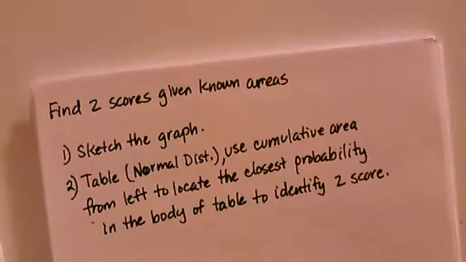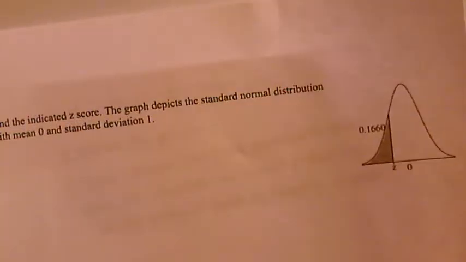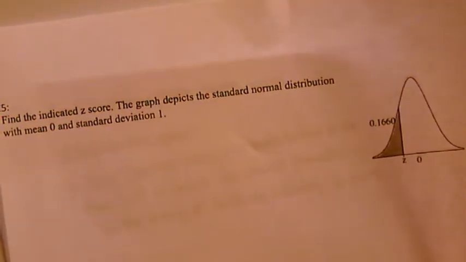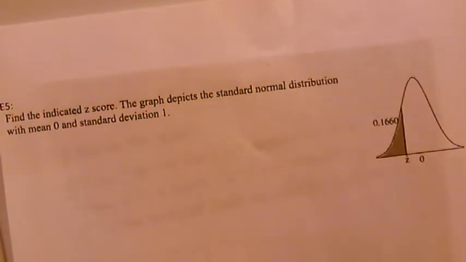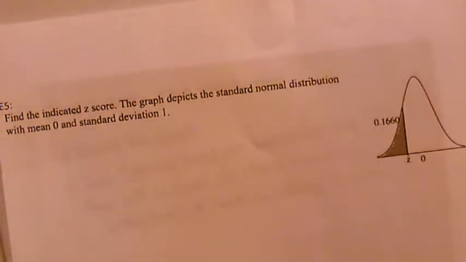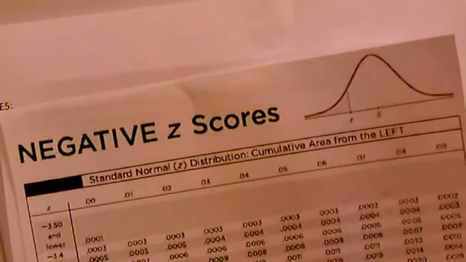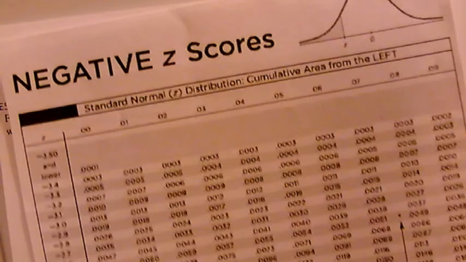Okay, another example would be this one. Here we want to find the indicated z-score, and the graph depicts the standard normal distribution with a mean of 0 and a standard deviation of 1. Now, just like in the last example, we're already given the area to the left of the z-score we're trying to find, which is 0.1660. Notice 0.1660 is less than 0.5. It's less than a half. So we need to use the one that says negative z-scores for our standard normal distribution.